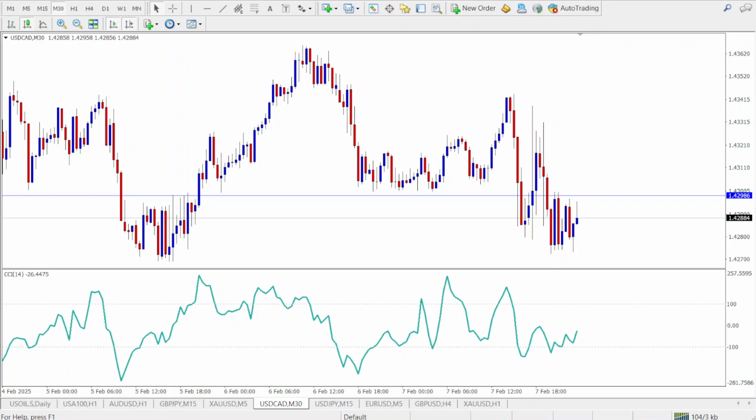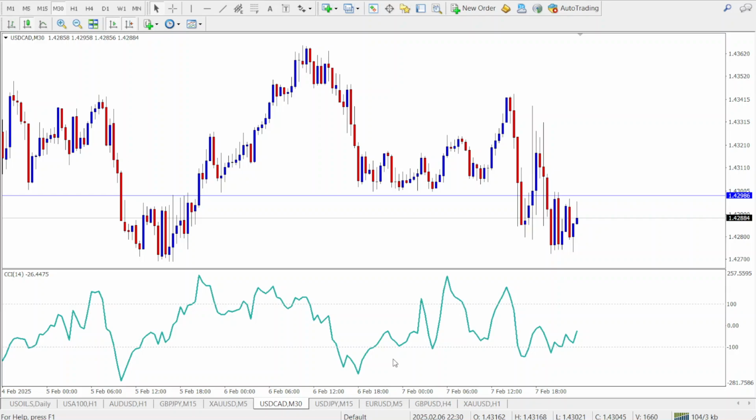Now, let's break down the step-by-step CCI trading strategy. The first step is to identify overbought and oversold levels. When the CCI moves above plus 100, you should be looking for potential selling opportunities. And when the CCI drops below minus 100, you should be looking for potential buying opportunities.